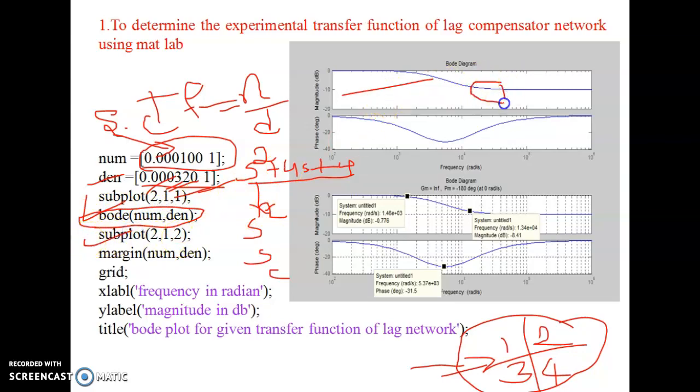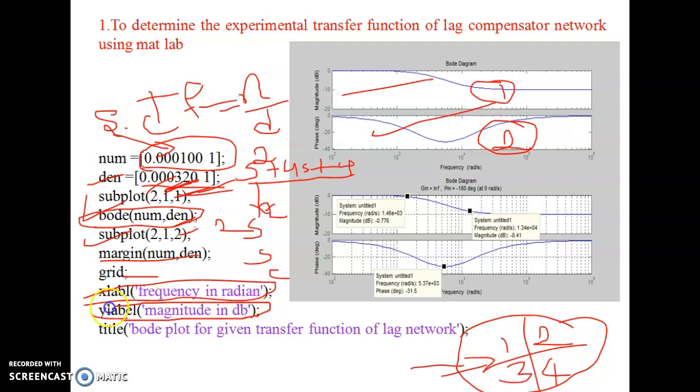Again, subplot of 2 comma 1 comma 2. So this is graph number 1, 2 comma 1 comma 1. This is 2 comma 1 comma 2. So first column, first row; first column, second row. Second row means graph number 2. Then you have to use the margin. We get the magnitude, grid. The x label means mention the x-axis parameter, and y label means mention the y-axis parameter. Then you have to use the title. This title appears at the top of the graph. That is which experiment we are going to execute.